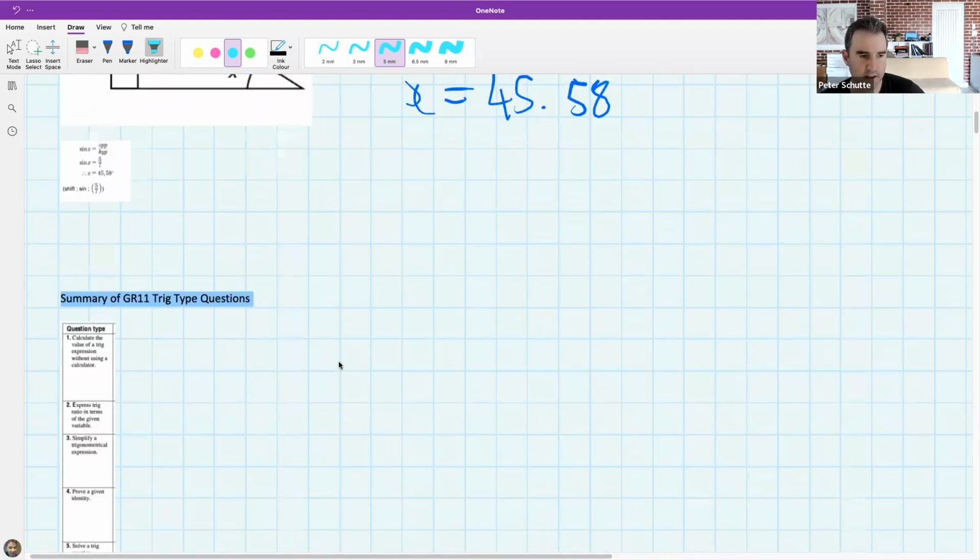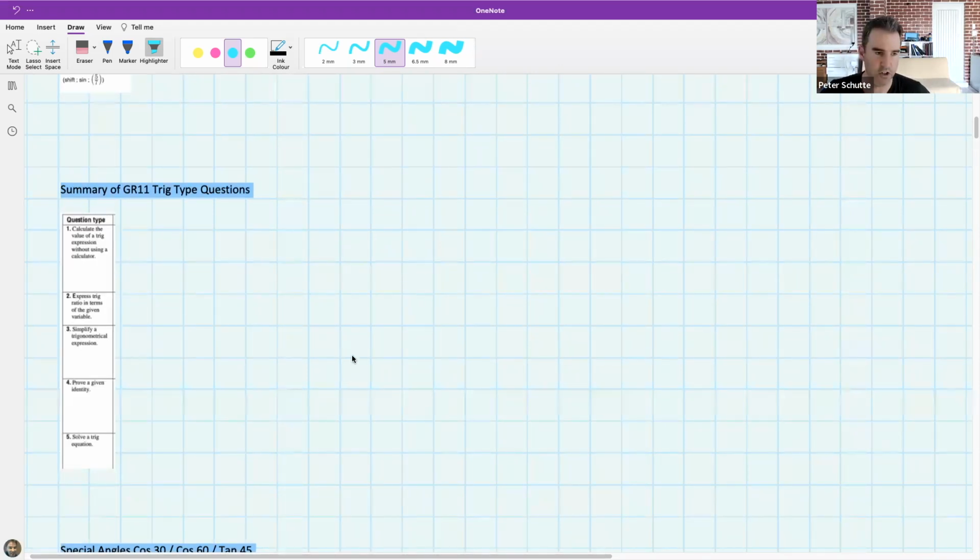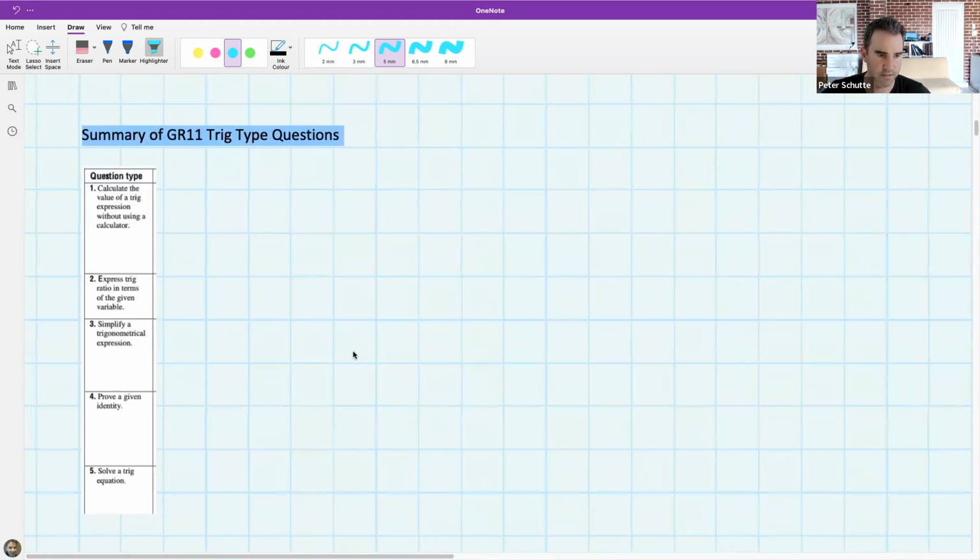So let's move on now to something a little bit different. Let's look at the types of questions that in grade 11 you will typically face. I'm not going to do them all today, but I thought I'd show you where we're going. The first one is calculate the value of a trig expression without using a calculator. So that is this one over here. We'll start working on those today. Second, express a trig ratio in terms of a given variable. We'll also start to touch on this with reduction formulas.